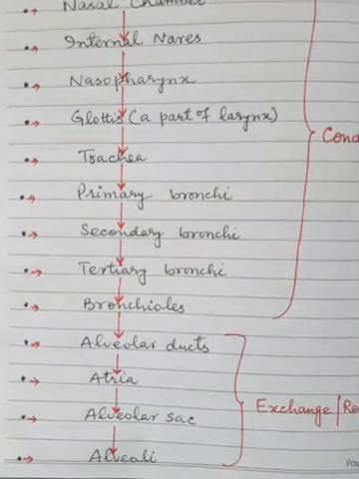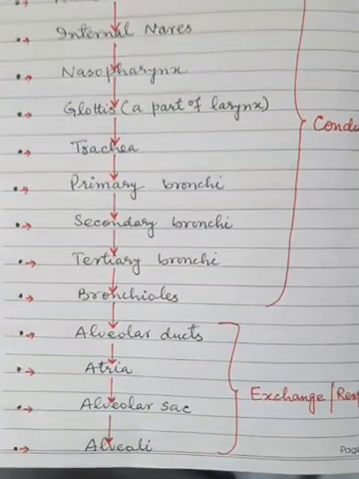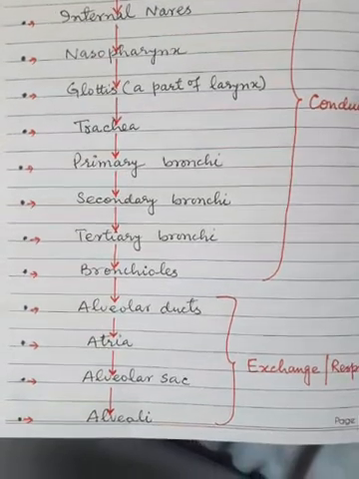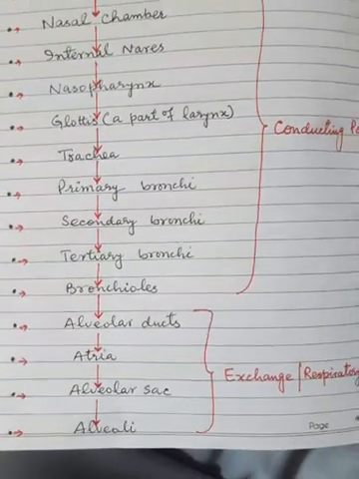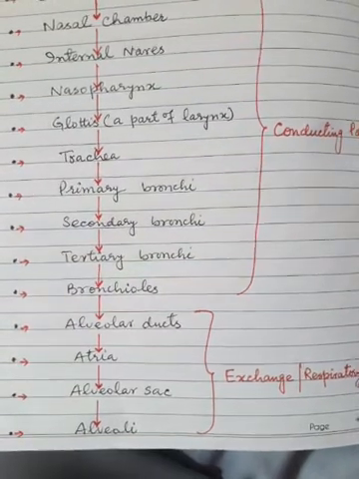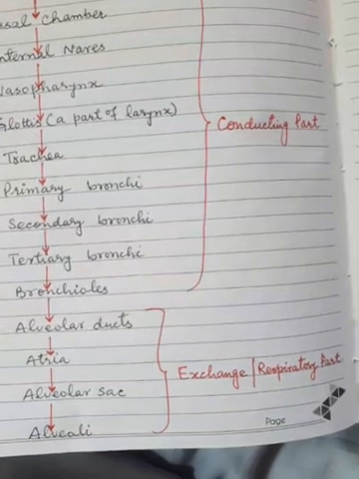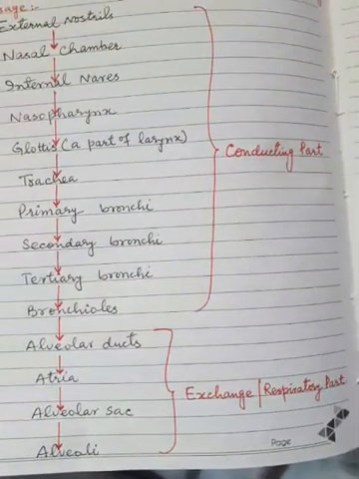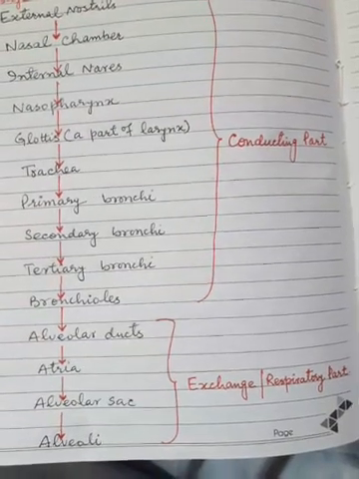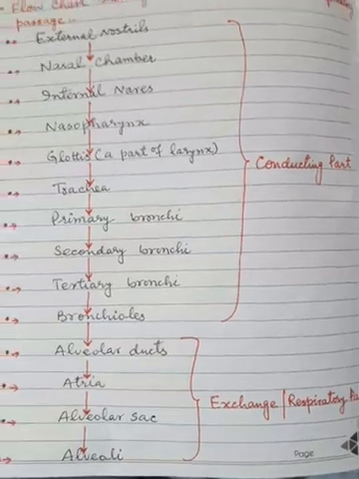Then bronchioles lead to alveolar ducts, into atria, into alveolar sacs, then finally alveoli. From alveolar ducts to alveoli, this portion is called the exchange or respiratory part. So, in the respiratory system, we have two parts. One is the conducting part, another is the exchange or the respiratory part.